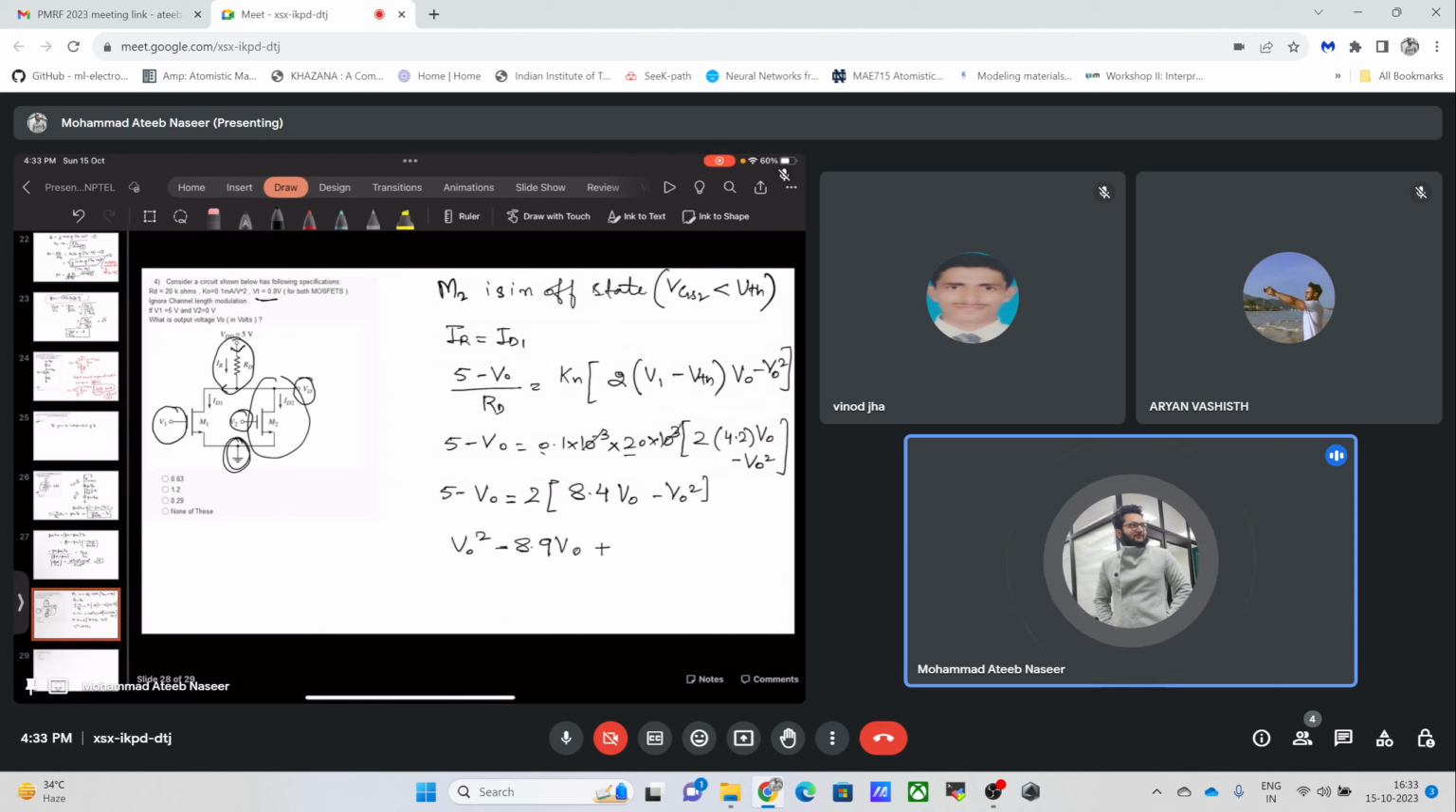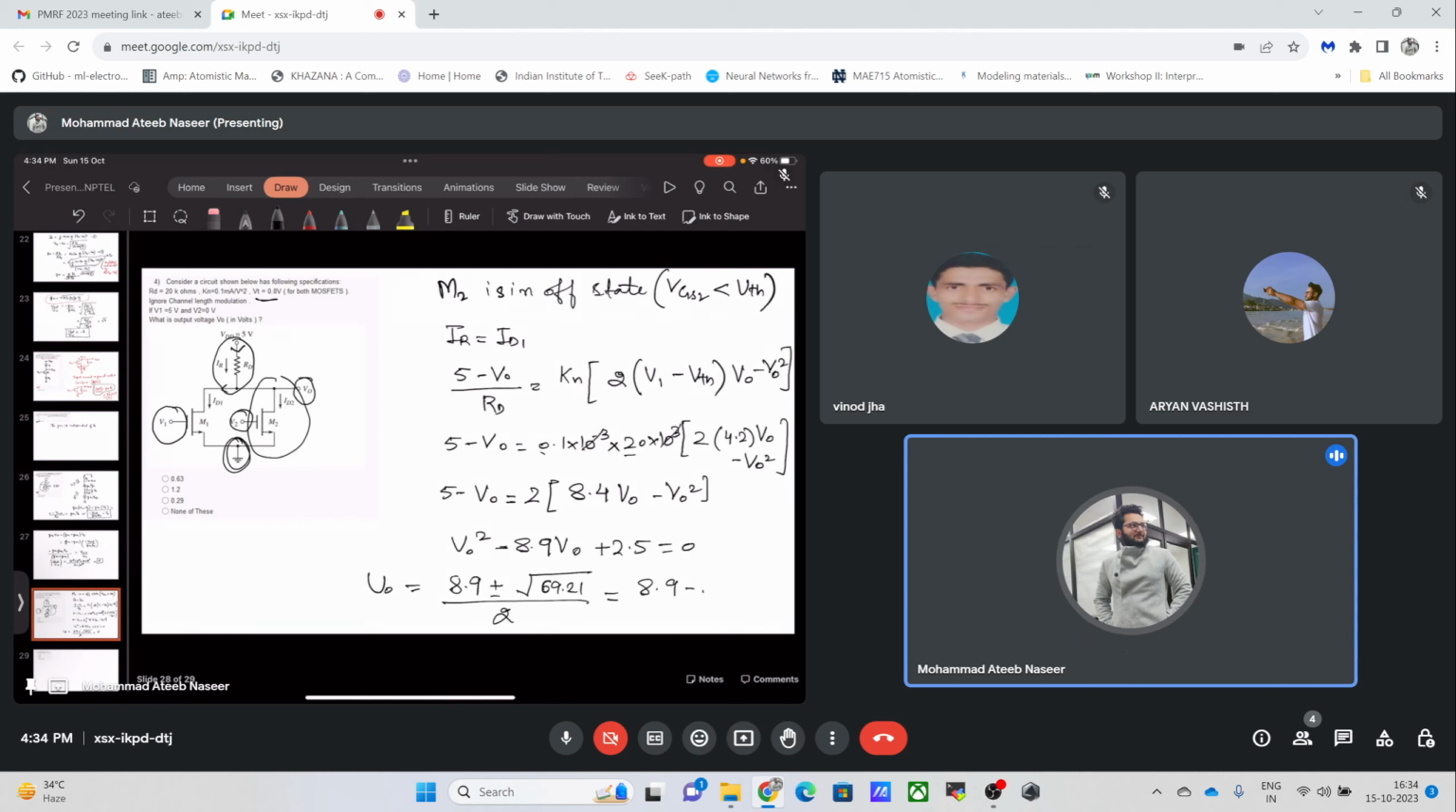it would be V0 square minus 8.9 V0 plus 2.5 equal to 0. It is quadratic in V0, and V0 will simply be equal to minus B, which is 8.9, plus minus the root of 8.9 whole square minus this thing, which I would just calculate on my calculator. It would be root of 69.21, divided by 2.